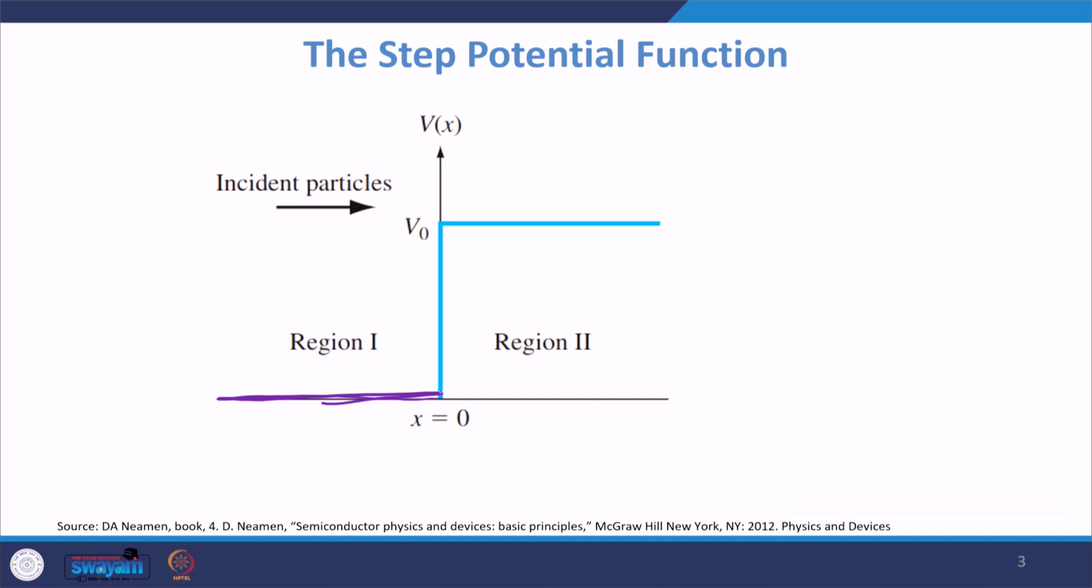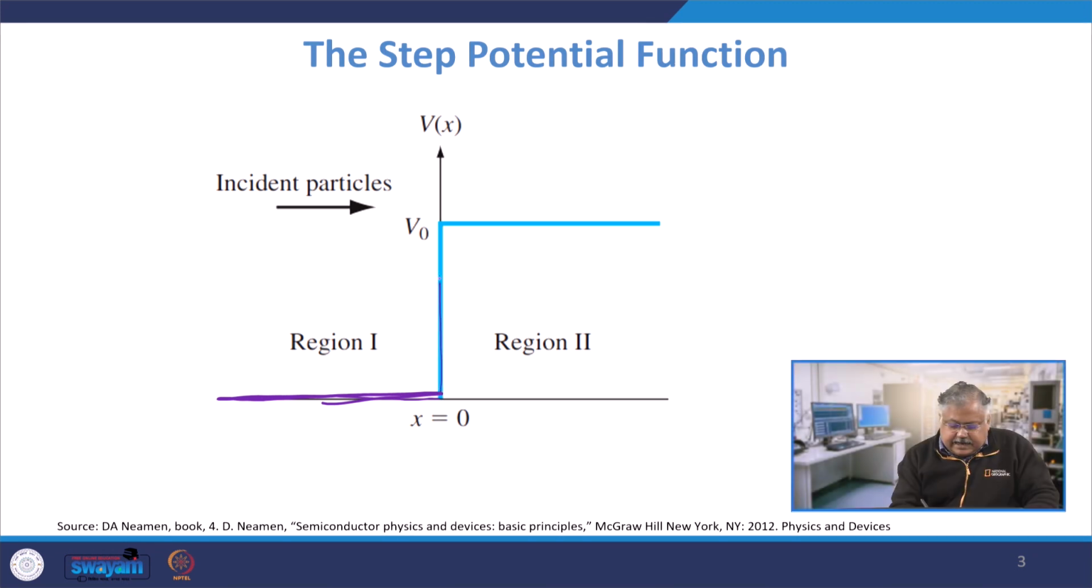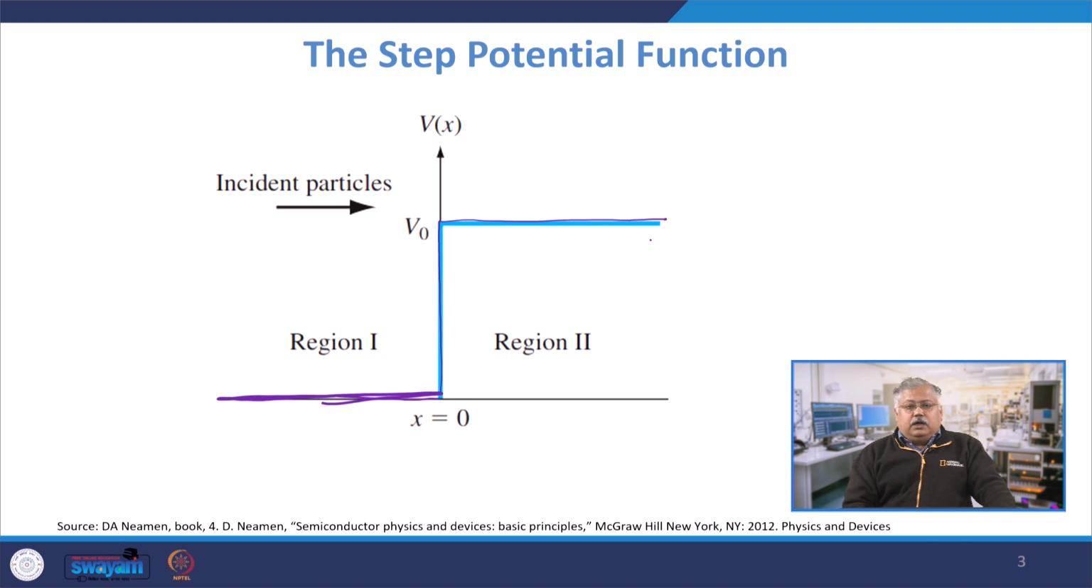So as another case study, let us look at a step potential function, right? We are again taking it from Neamen, and this book is quite a decent book used across the world. This is the step potential function we are referring to. As you can see, for x less than 0, in the negative direction, the potential is 0, and then suddenly it rises at x equals 0, a step function, and becomes constant beyond x equals 0.